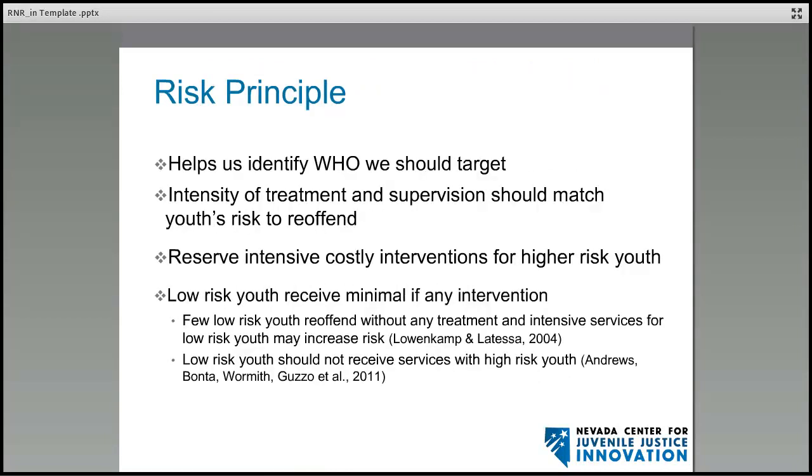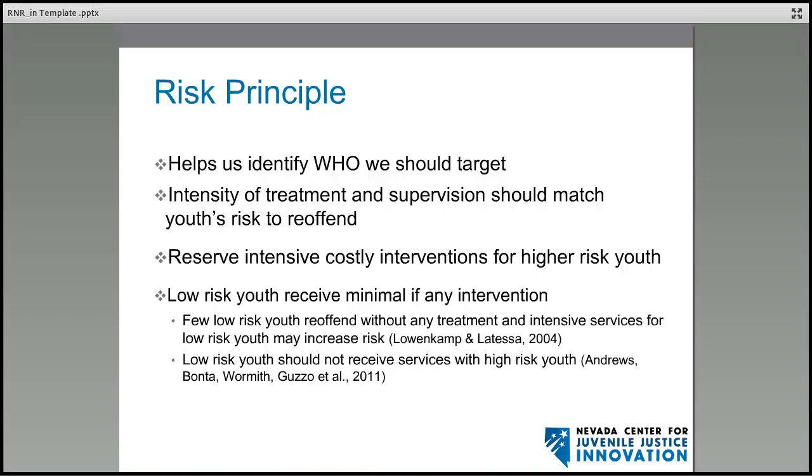The first principle, the risk principle, helps us determine who to target for treatment and intervention. The risk principle states that the levels of treatment and supervision should be matched with the youth's risk level to reoffend. In Nevada, the YLS is used to determine a youth's risk to reoffend and is measured across 4 levels: low, moderate, high, and very high.